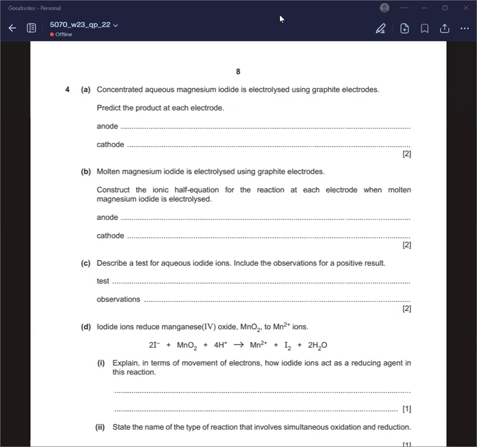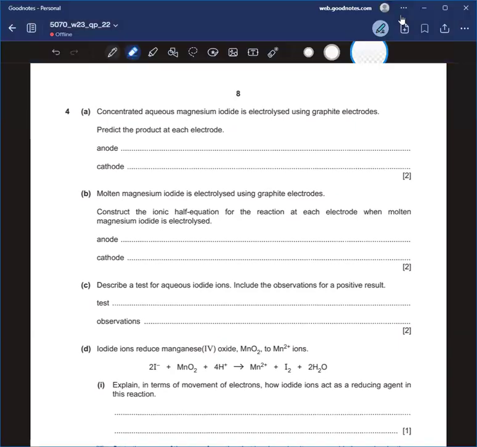Okay, so let's begin. Question number 4, part A. It says that concentrated aqueous magnesium iodide is electrolyzed using graphite electrodes. Predict the product at each electrode.